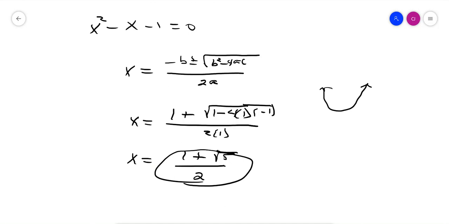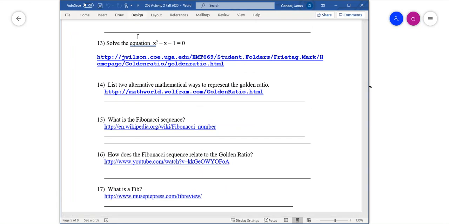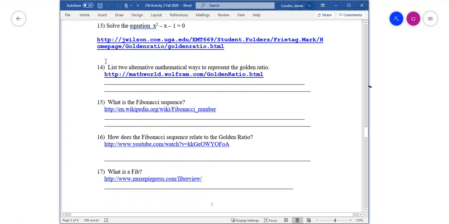There's lots and lots of different things you can look at. If you look through the site of alternative math ways to represent the golden ratio, there's a lot in here: sequences, series, and one of those I do want to talk about. You can take a look at this, but they have recursive functions, trigonometric functions, and they show that they all do relate to the golden proportion.